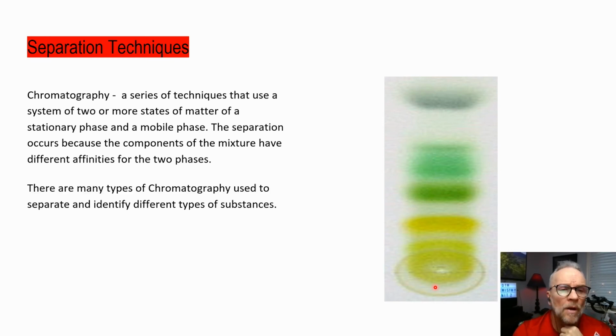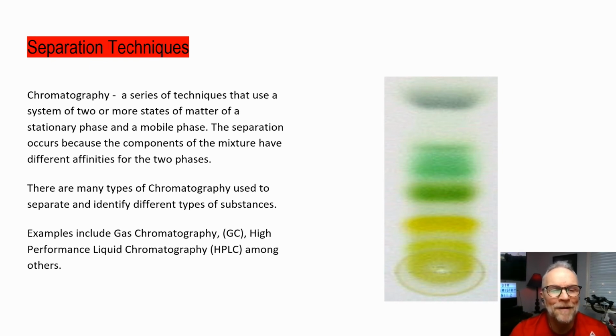and stick to it. There are many types of chromatography used to separate and identify different types of substances. This is paper chromatography. They also have something called HPLC, which is high performance liquid chromatography. You have two different liquids passing by each other. And you also have something called GC, which is gas chromatography. Of course, mentioning those, but there are many, many other ones as well. Oh, here we go. Got examples listed here: gas chromatography, high performance liquid chromatography.